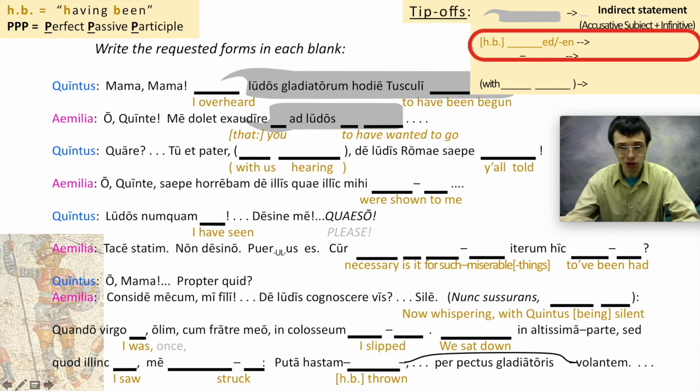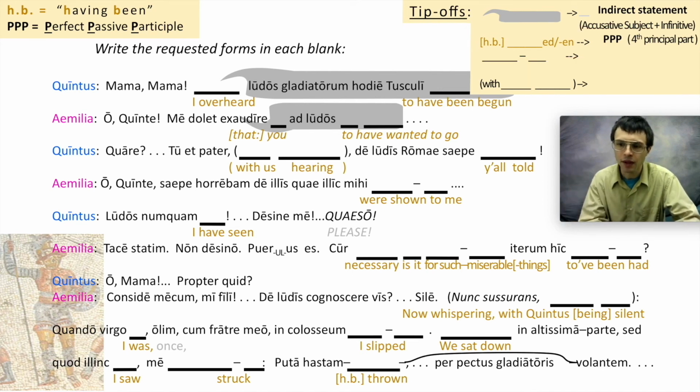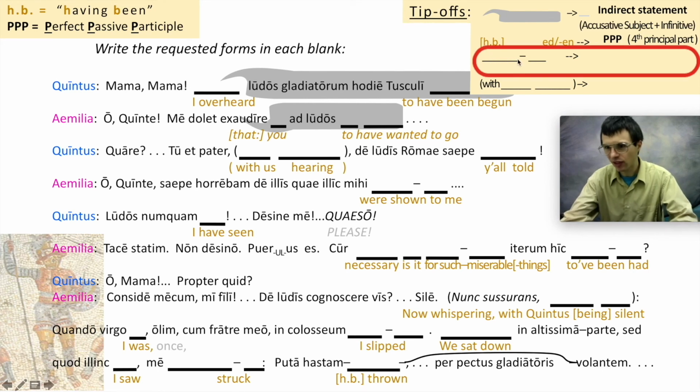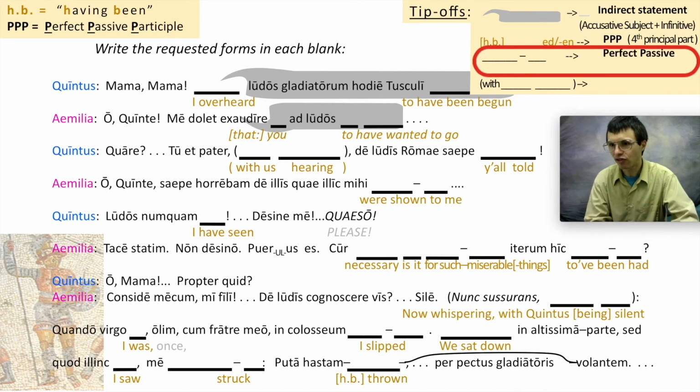If you see an optional HB, it might or might not be there, plus blanked or blanken, then what do you think that is? Right, that's how you translate the PPP, which is just your fourth principal part, perfect passive participle. Now, this next one here, if you see 2 blanks with a little dash in between, that's the way I make you do the passive voice of this tense, this stage.